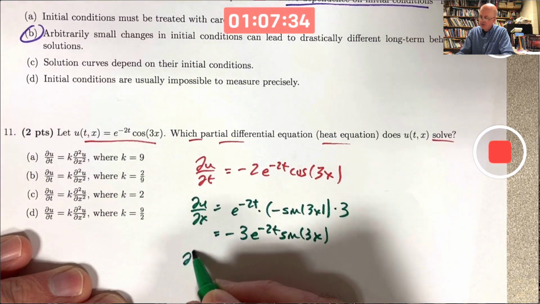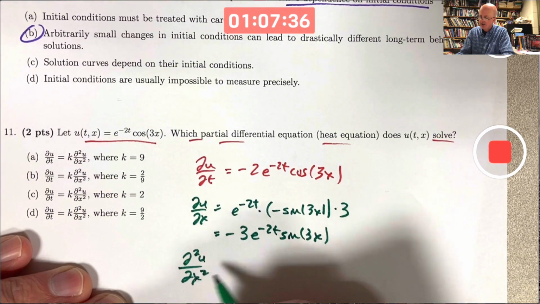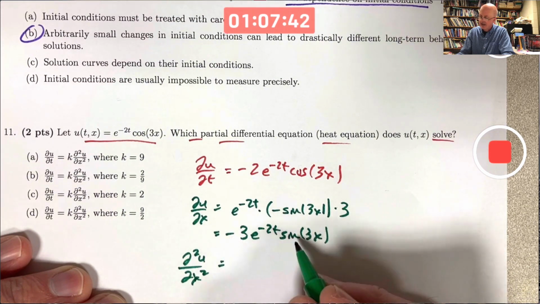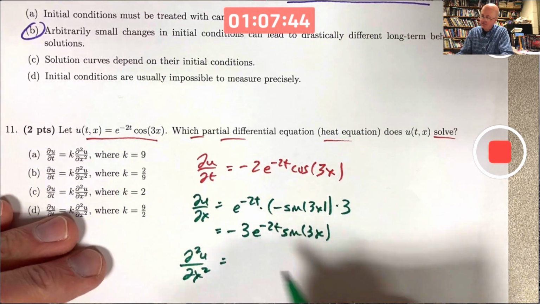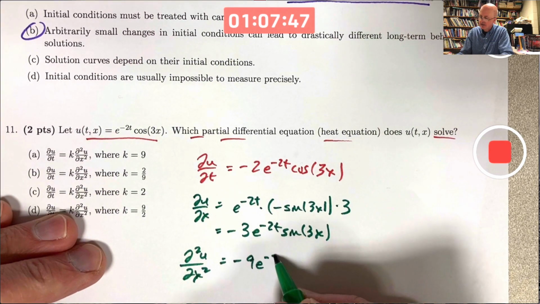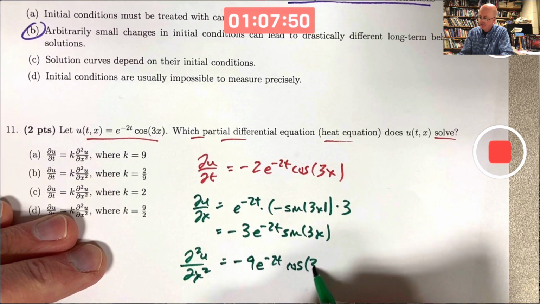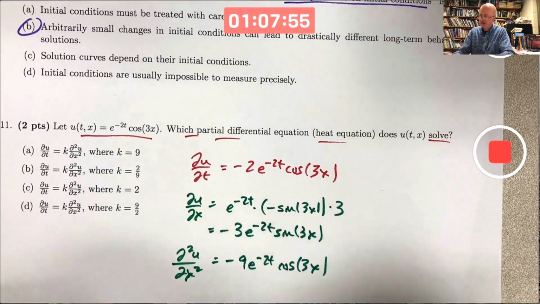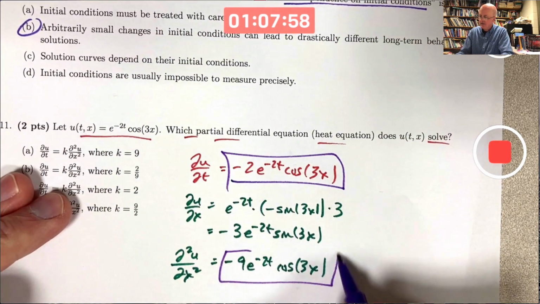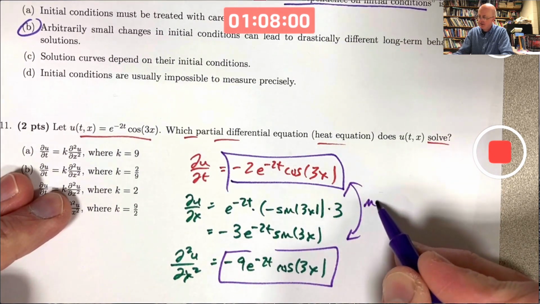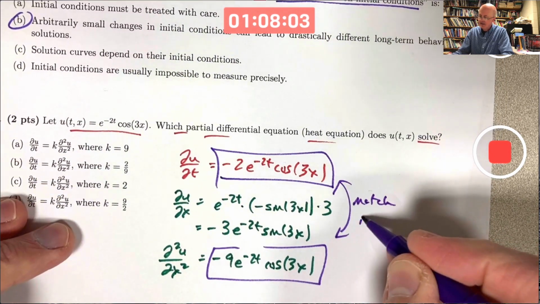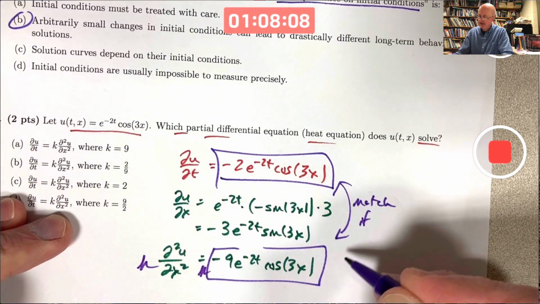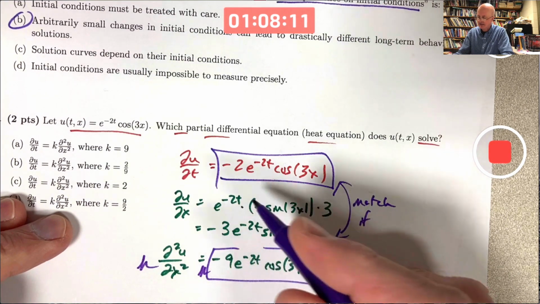And therefore, the second order partial of u with respect to x twice, I differentiate this with respect to x. I get another factor of 3, and the negative sign stays as is. So I'm going to ultimately get -9 e to the -2t, and the sine turns into a cosine. These two things are pretty similar to each other. They will match if the k that goes in front is chosen so that k times -9 is -2.